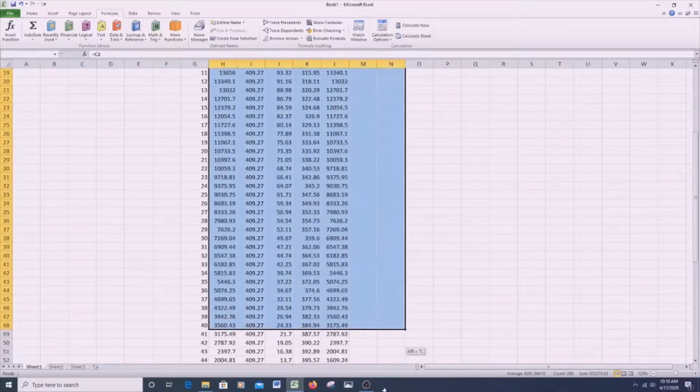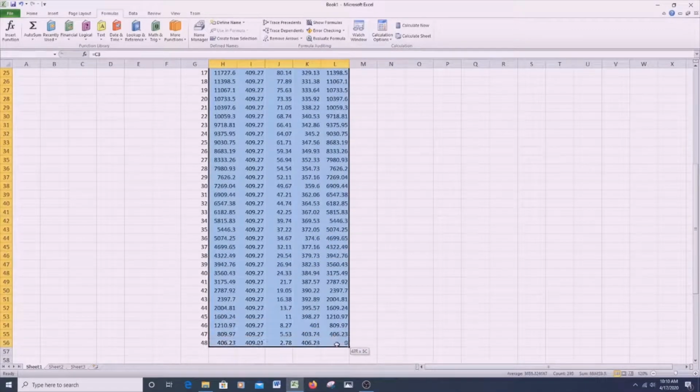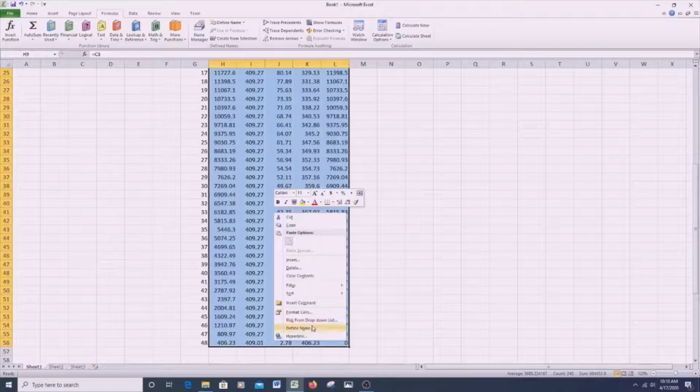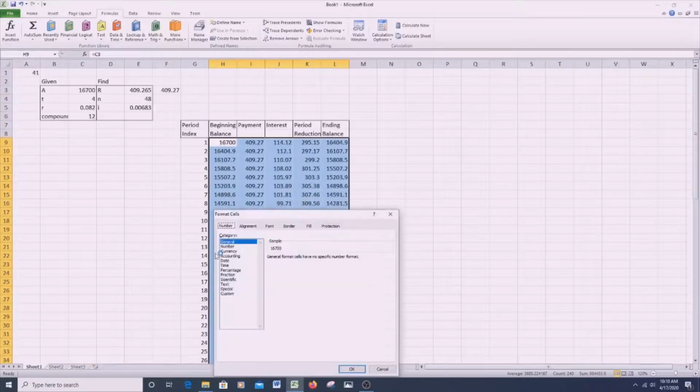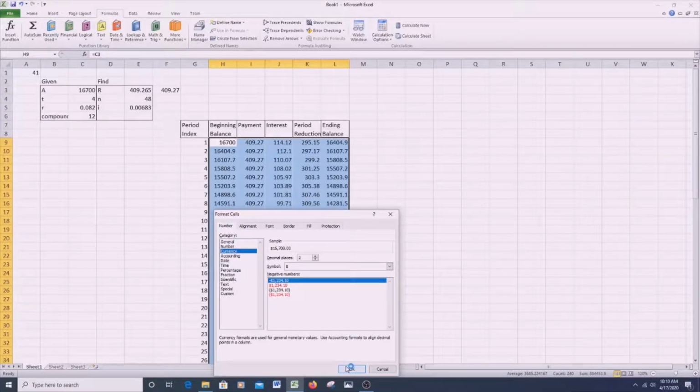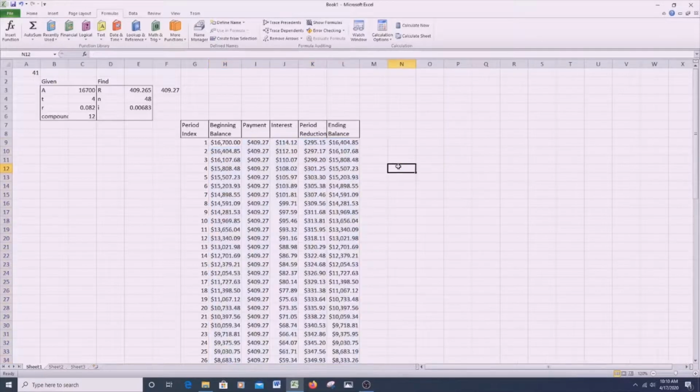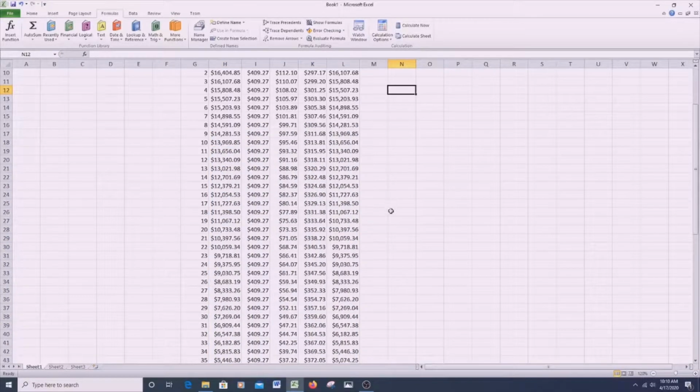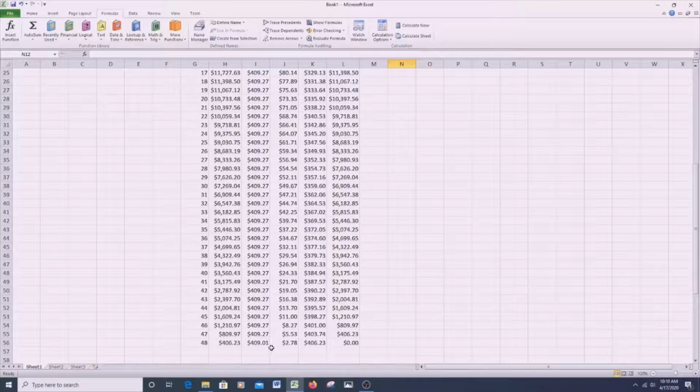So, and then these are all money. So let's just reformat that. And we want this as currency to 2 digits. Okay, so those are all money. So now it's 0. The way this is handled is you adjust some of these payments internally by 1 cent, or you can just adjust the last one.